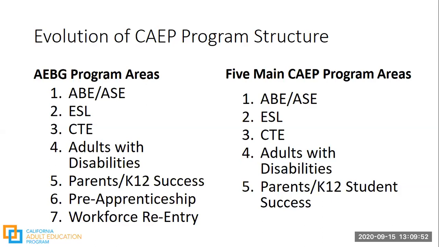Fast forward to the beginning of the 19-20 year, a lot of the trainings we did a year ago on the last roadshow, one of the big changes we talked about last year was moving from 7 program areas to 5. So the short answer is we took out pre-apprenticeship and workforce reentry. Workforce reentry is now called workforce preparation. Pre-apprenticeship has the same name. But bottom line is what you see as number 6 and 7 in the left-hand list has been folded into CTE, on the right-hand list. More on that in a few slides, but this is just to set it up.